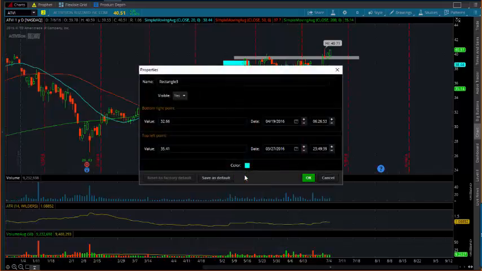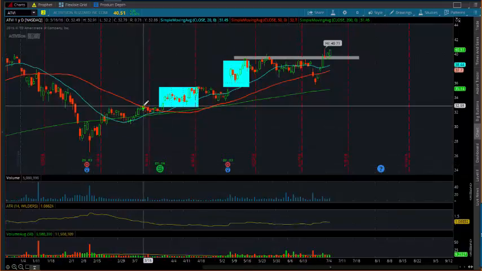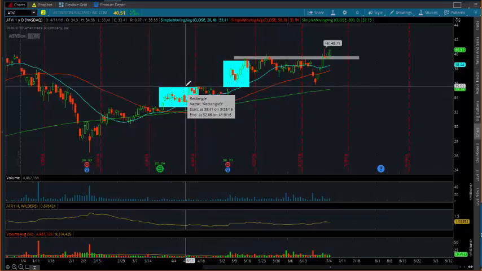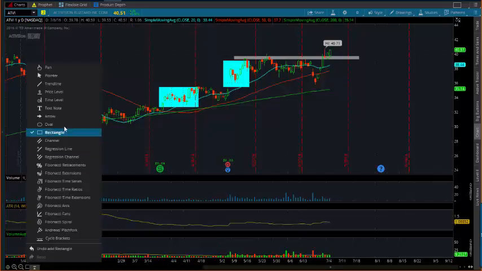Make that one baby blue. So when it breaks out, how far does it run? That's kind of the thing you're asking. The low here is 32.50. The high here is 35.50. So that's 3. Instead of going to a different screen, I'm going to stay right here.